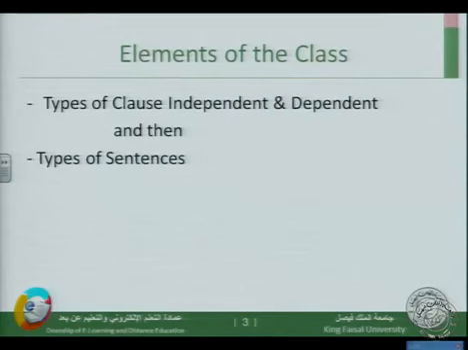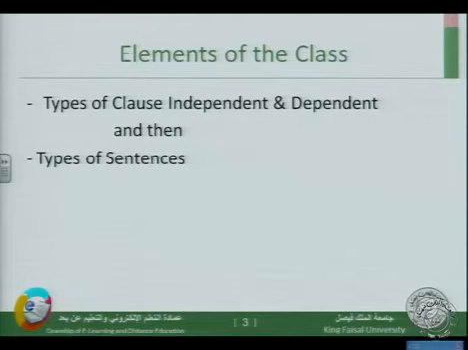Today we're going to talk about two topics. They are very important and basic, so I want you to pay attention because these grammars will help you to write a sentence, a strong sentence. As you know, we have weak sentences and we have strong sentences. I want you to write strong sentences.